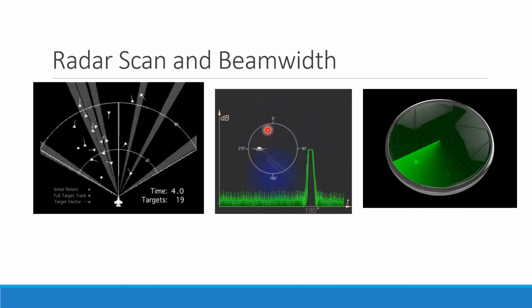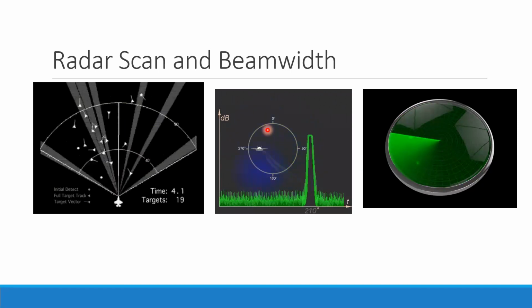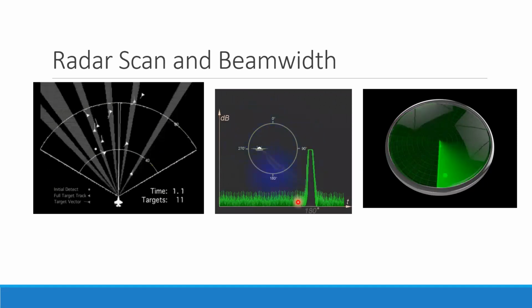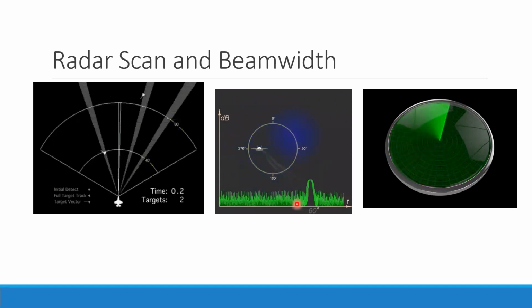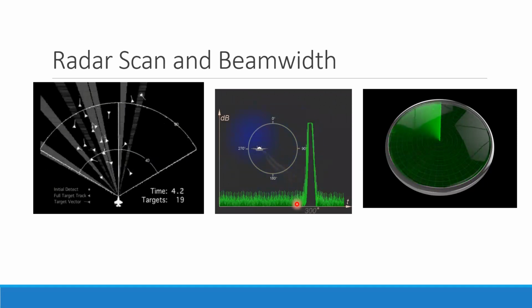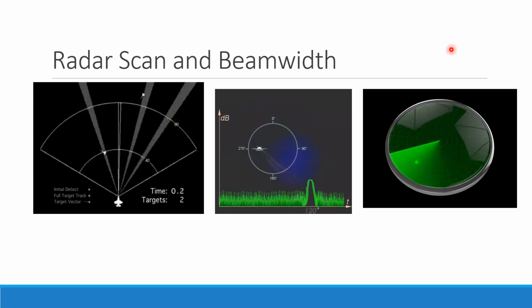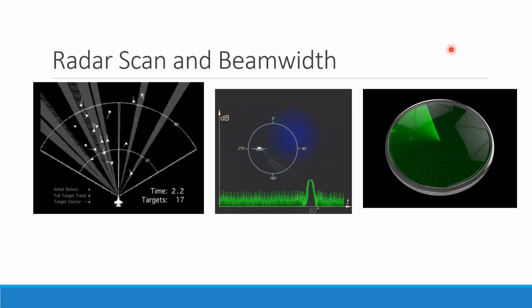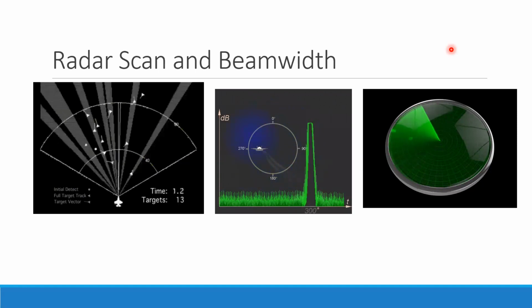I have another question. The animation in the middle, you can see that at 270 there's a blip on the graph. But on the third animation, I see there's a scenario where you have two blips at the same degree. How do they manage that? Wouldn't it just show up as one pulse on the graph?